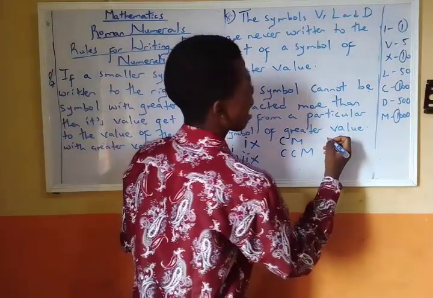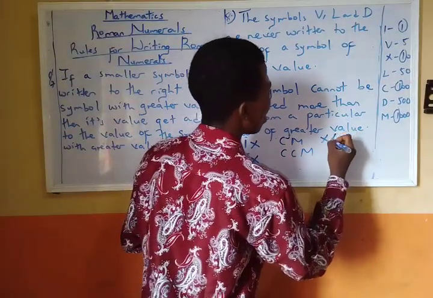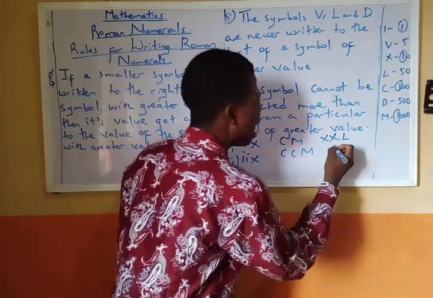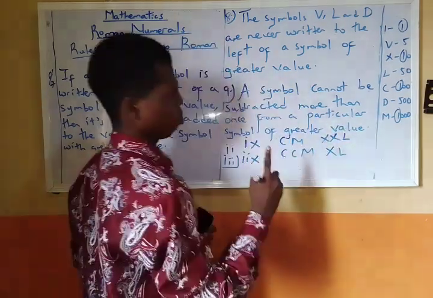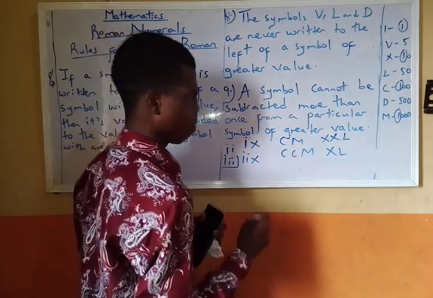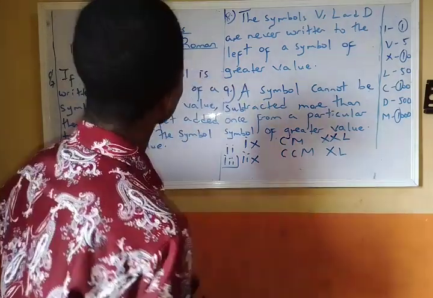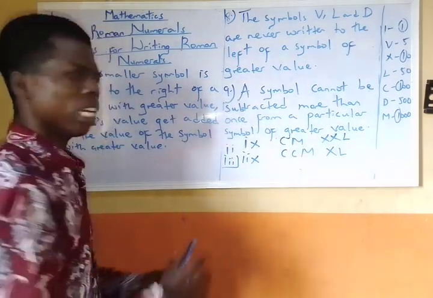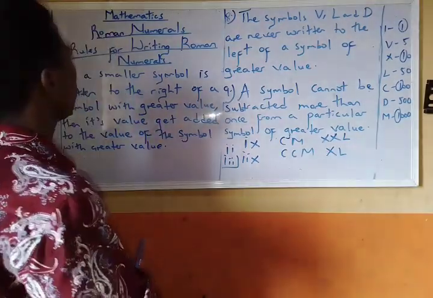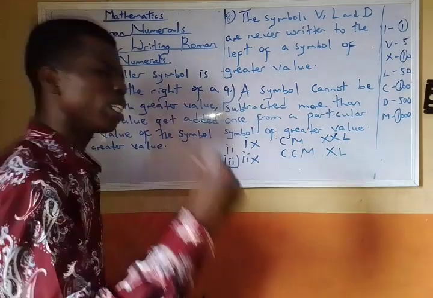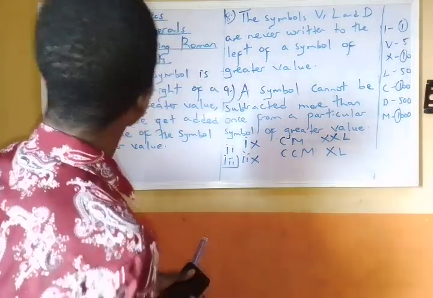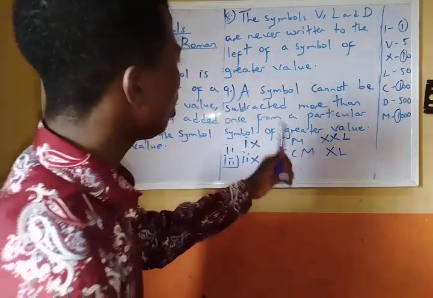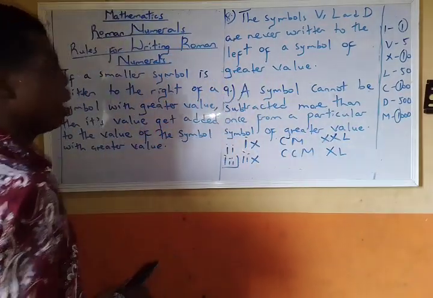I can't have XXL. I can't have this. I can only have XL, just one. You got what I'm saying now? Beautiful. So there are still more rules to learn. There are still about 2 or 3 rules I want to show you. In our next video, I'm going to show you those rules, and then we'll begin to learn how we can convert from Roman numerals to Indo-Arabic numerals, and then from Indo-Arabic numerals to Roman numerals.